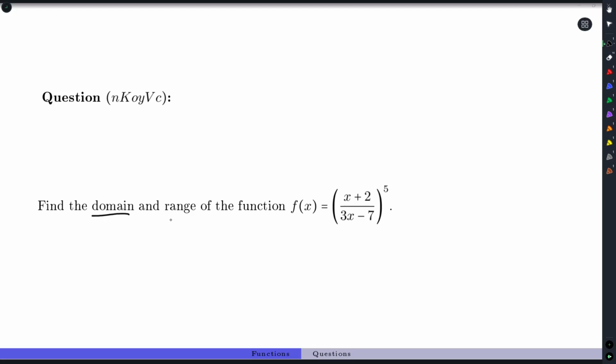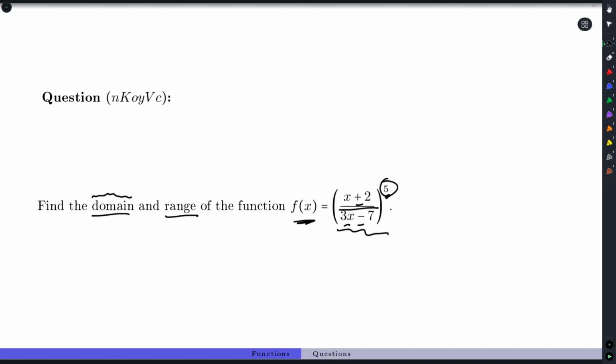Find the domain and range of the function f of x given by this formula here. It's (x plus 2) over (3x minus 7), all raised to the power 5. Now, if the question just asked for domain, you'd say, okay, I'm seeing division, addition, multiplication, subtraction, and exponents, all basic arithmetic operations.